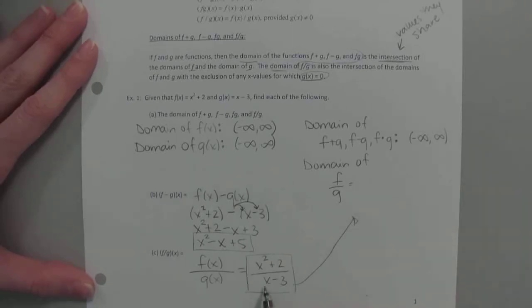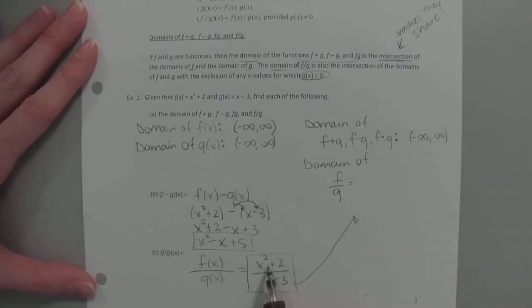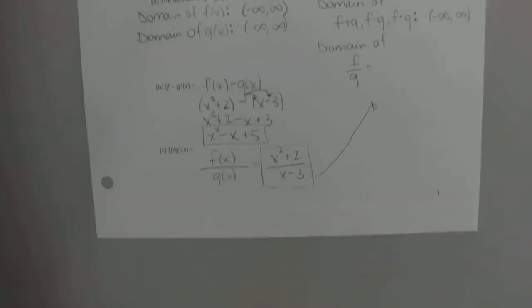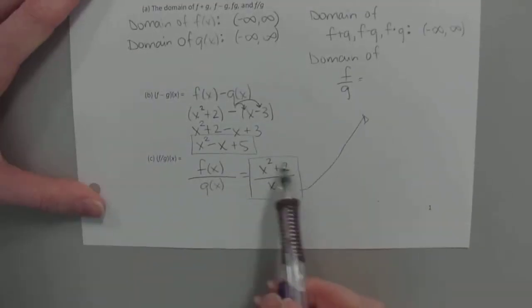Because we can't have a 0 down there. So what do we have to do? We have to consider this guy, right? He has all real numbers by himself.